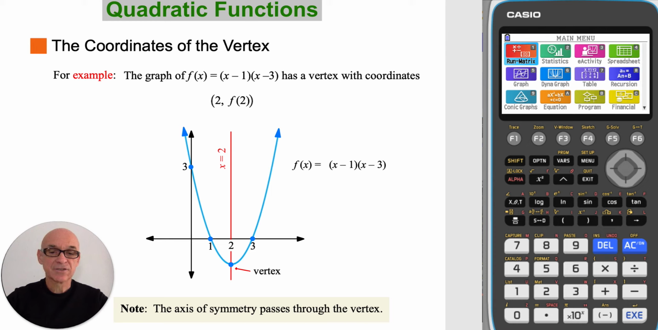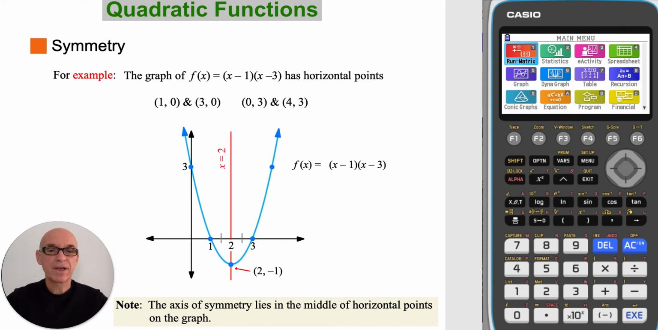As the axis of symmetry passes through the vertex, the x-coordinate of the vertex will also be x equals 2. And the y-coordinate is found by evaluating f(2). Since f(2) is equal to -1, the coordinates of the vertex are (2, -1).